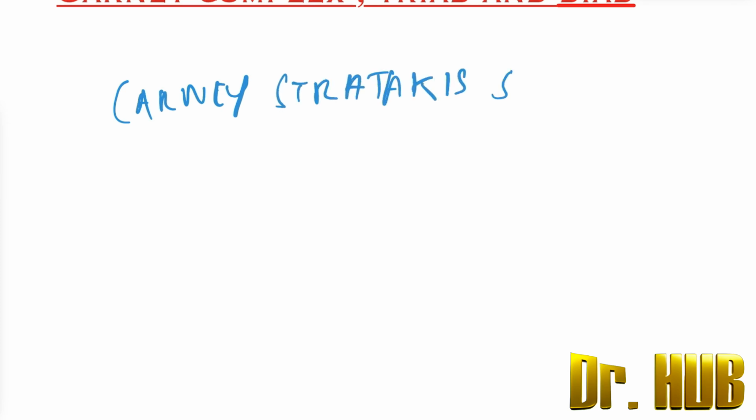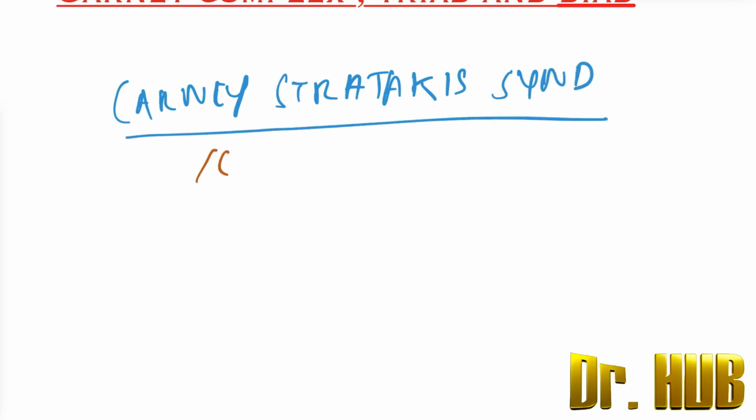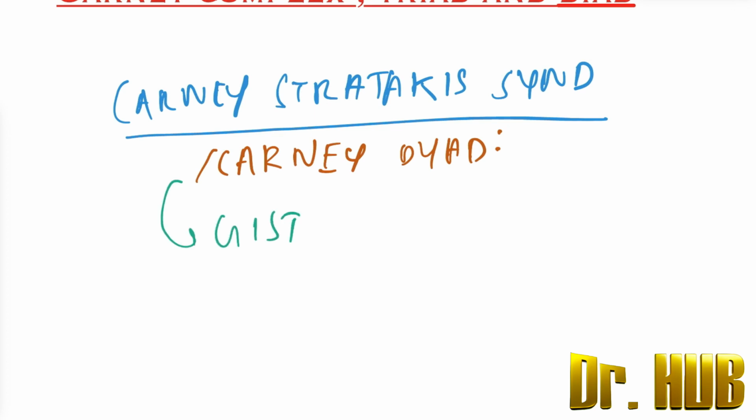Lastly, we move on to the Carney-Stratakis syndrome. So it is aka the Carney dyad. So what does this include? This includes the GIST as well as a paraganglioma.